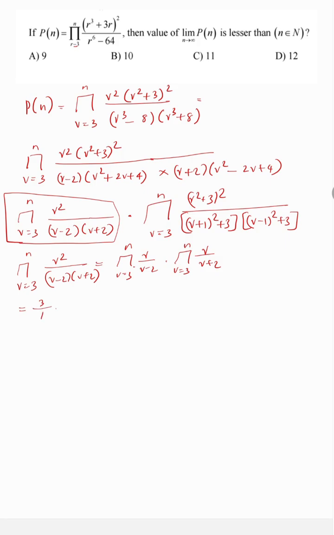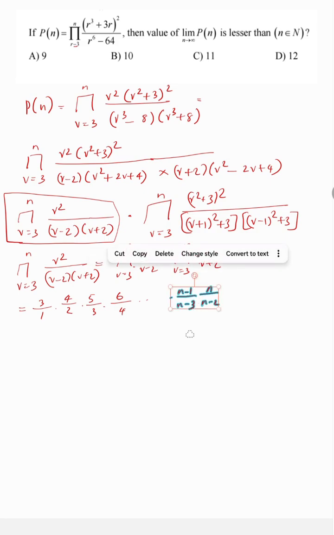3 by 1. Next, 3 by 1 I got. Then I am substituting r equal to 4. 4 by 2. Next r equal to 5. So 5 by 3. Next 6. 6 by 4, etc. What I will get at the last? n by n minus 2. Previous term will be n minus 1 by n minus 3. And one more term if I write, it will be n minus 2 by n minus 4. So this is the first pi term.